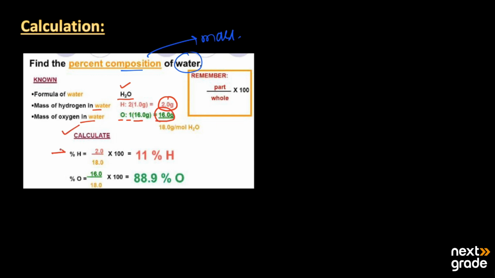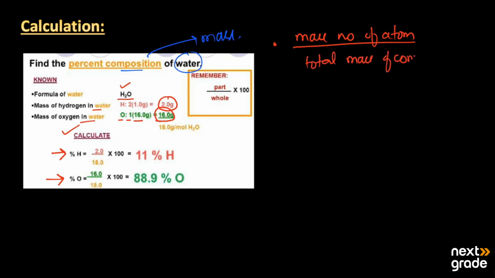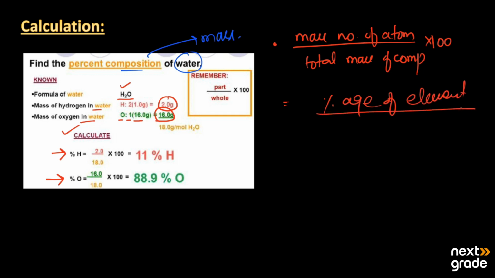Now for the calculation, we have to find the percentage of hydrogen and the percentage of oxygen. The simple method to find the percentage is to take the mass of that element's atoms divided by the total mass of the compound and multiply it by 100. Then we can find the percentage of that element in the compound. So the atomic mass of hydrogen is 2, and 18 is that of water; multiplying by 100, it is 11%. For oxygen, 16 divided by 18 multiplied by 100 is 88.9%. So this was the simple percentage.